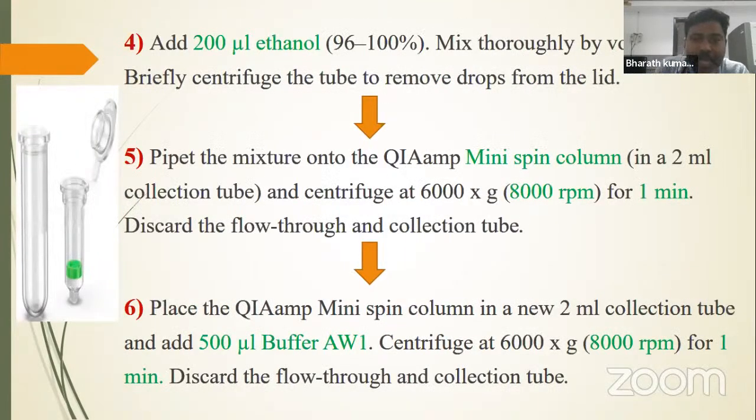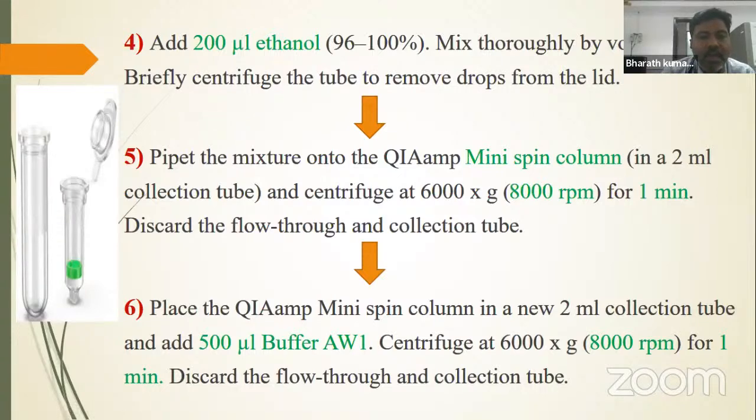Then the next step, add 200 microliters of ethanol. Mix thoroughly by vortex mixing and briefly centrifuge the tube to remove the drops from the lid. Next step, here it is very important. Here we are introducing these mini columns. This small centrifuge tube is a mini spin column. It has a silica gel membrane. This green one is the silica gel membrane, and this empty one is the collection tube. We place this in the collection tube and centrifuge.